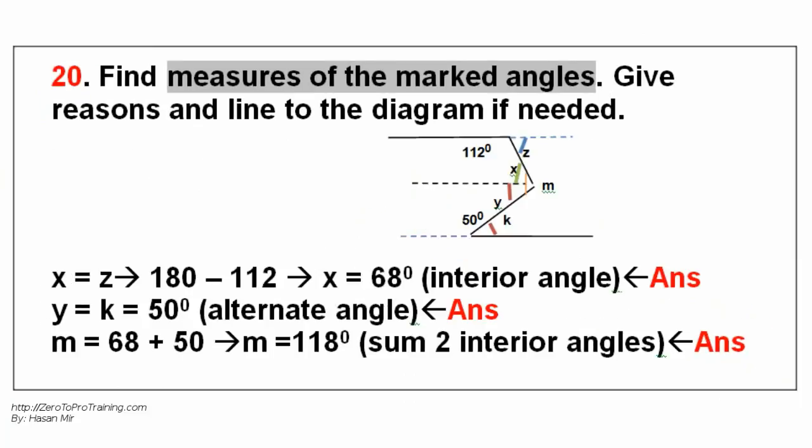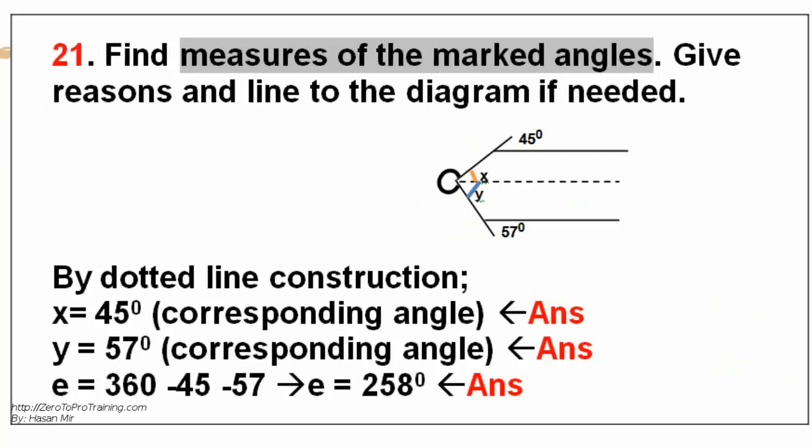Next, exercise 20, measuring noted angles with two parallel lines, which yield x equals z equals 68, interior angles, y equals k equals 50, alternate angle, m equals 118, sum of two interior angles derived. Next, exercise 21, measuring noted angles degrees, dotted line construction, which yield x equals 45, corresponding angle, y equals 57, corresponding angle, e equals 258, subtract interior.